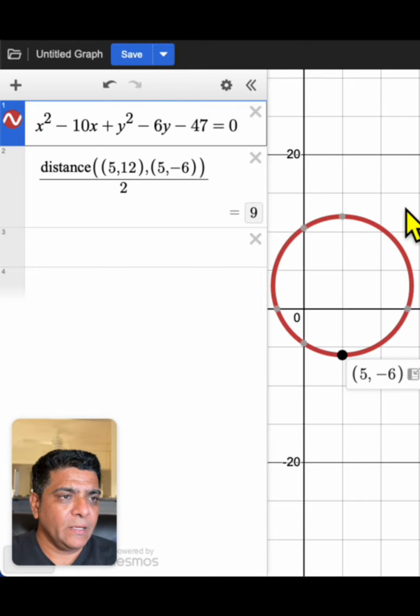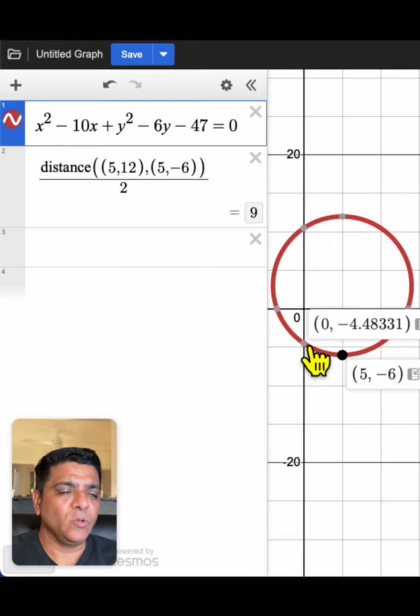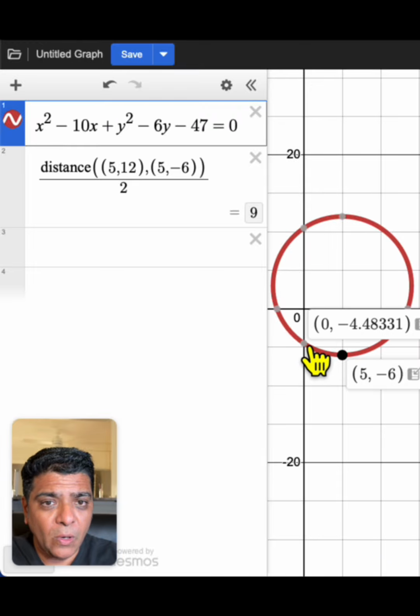So now the circle is inscribed within the square. The square sits here. Each side of the square is equal to the diameter of the circle, which is 18. So the perimeter of the square is going to be 18 times 4, which is 72.